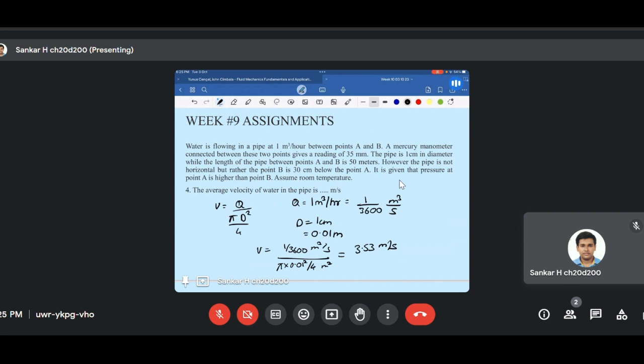So I'll give you a minute to solve it out for yourself. Let me know if you have any doubts. It's a very basic concept. Just divide the volumetric flow rate by the area and you will get velocity.